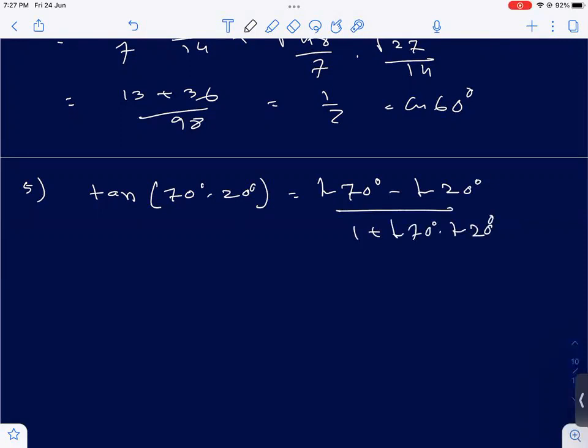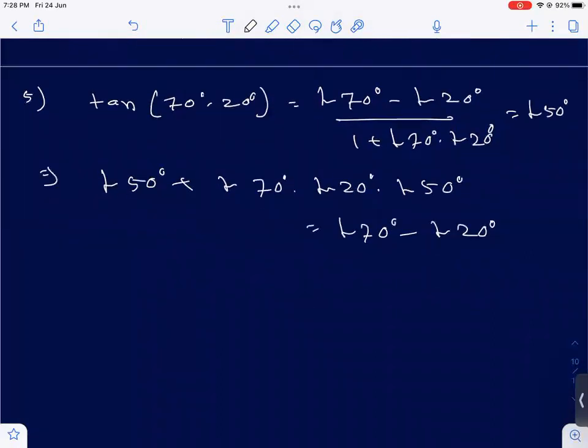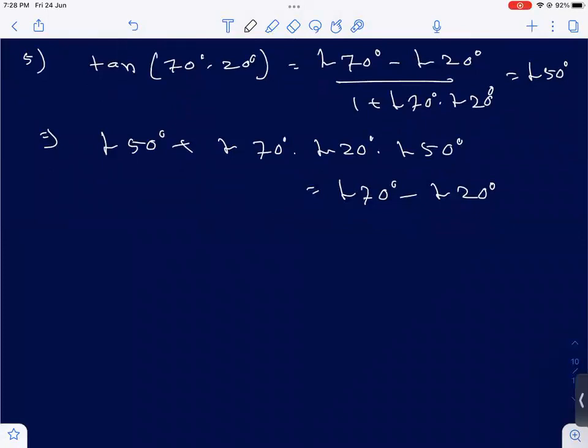If I just cross multiply both sides, we are getting tan 50 plus tan 50 into tan 70 into tan 20 equal to tan 70 minus tan 20. Just a simple rearrangement. Therefore, we can write this as tan 50 plus tan 50.